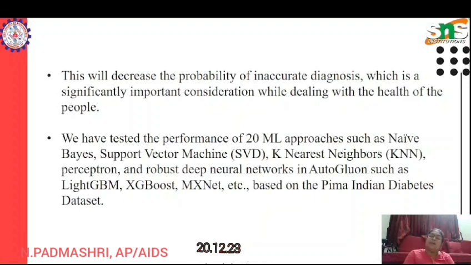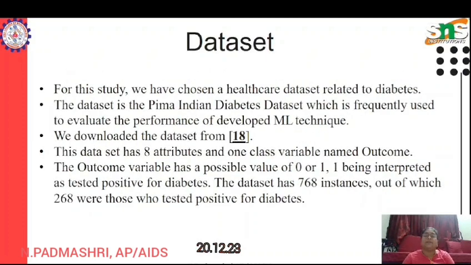There are many algorithms available for this particular case study, like Naive Bayes, support vector machine, K nearest neighbors, perceptrons, and robust deep neural networks in AutoGluon such as LightGBM, XGBoost, MXNet, etc., based on the PIMA Indian diabetes dataset. We have used the AutoGluon datasets to train our machine to find out what type of disease the patient has.